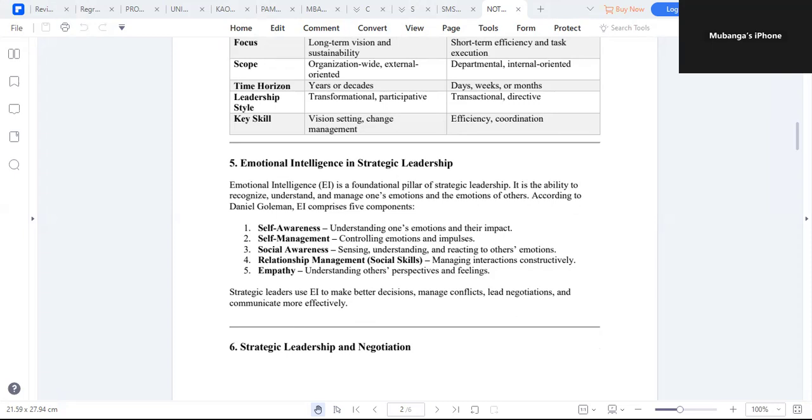So strategic leaders are known to use emotional intelligence to build trust, to communicate effectively, to manage change smoothly, and to make smart and people-oriented decisions. And this will help them create a positive culture and environment they work in.